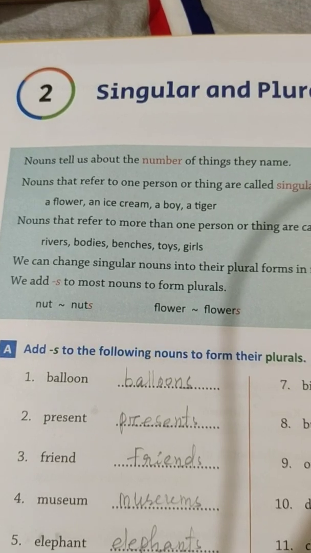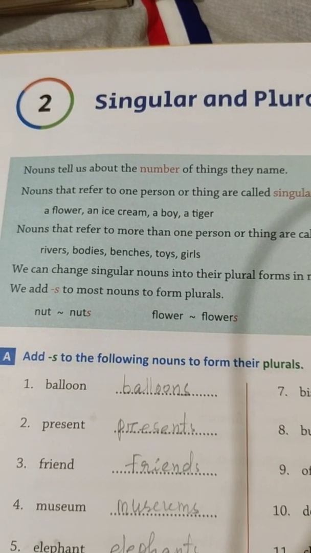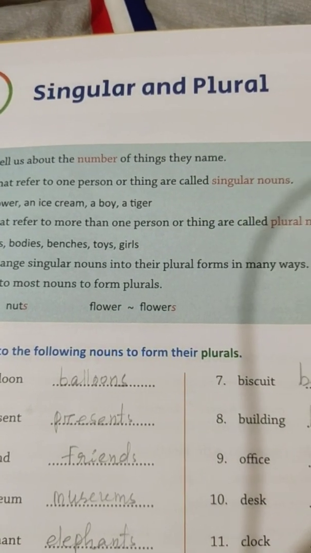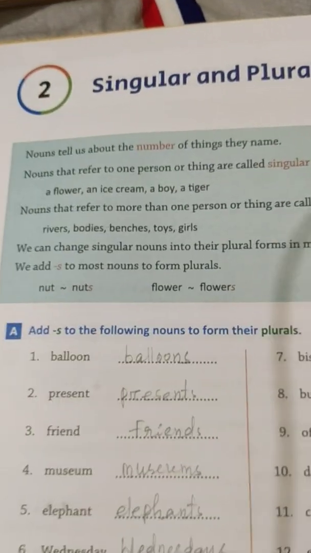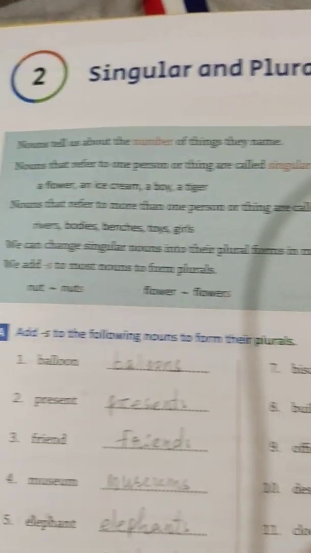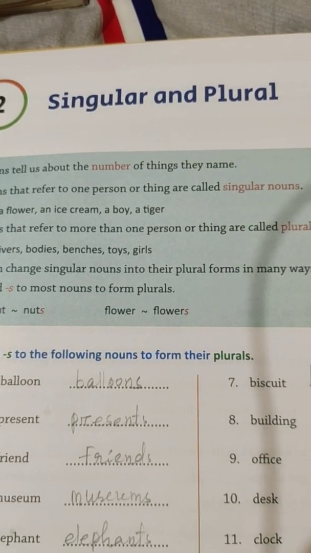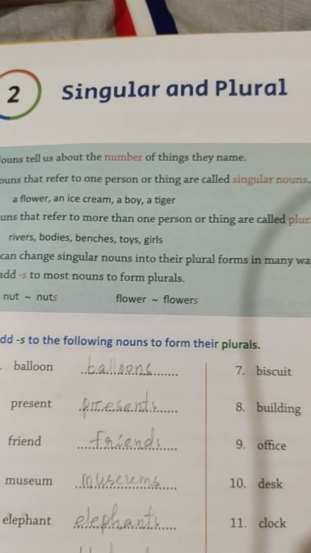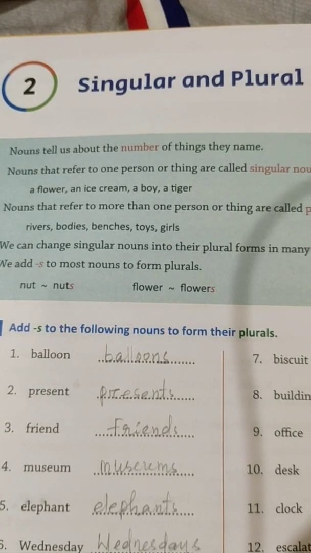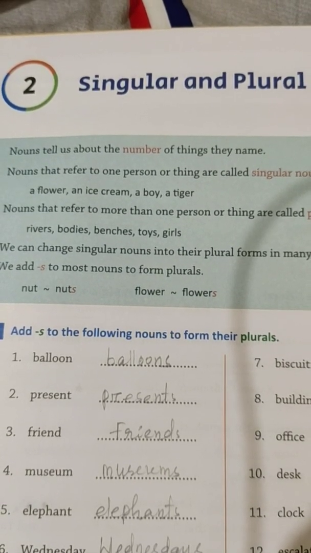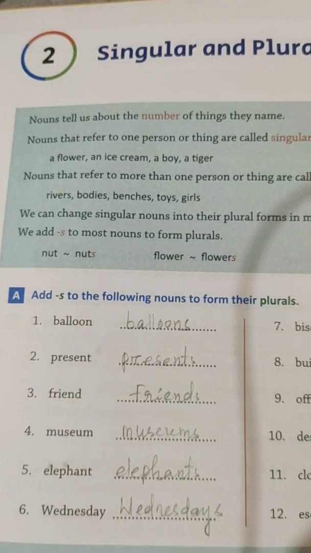Next, nouns that refer to more than one person or thing are called plural nouns. Children, what are plural nouns? Nouns that refer to more than one person or thing are called plural nouns. Example: rivers, bodies, benches, toys, girls.